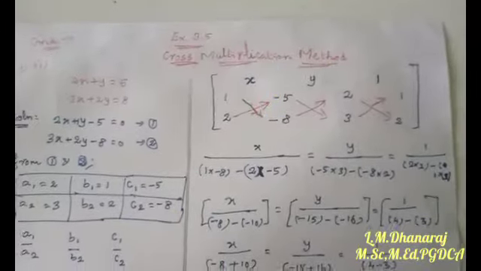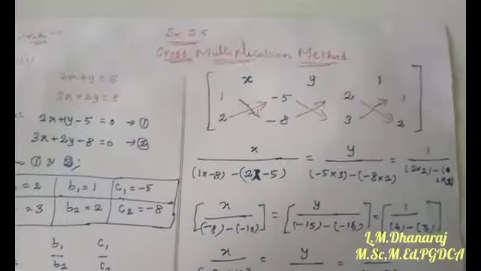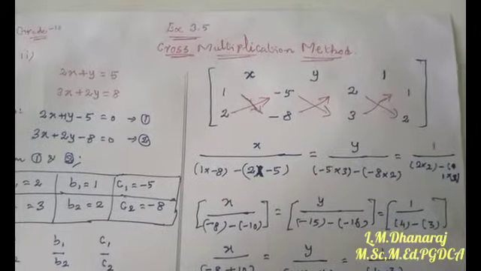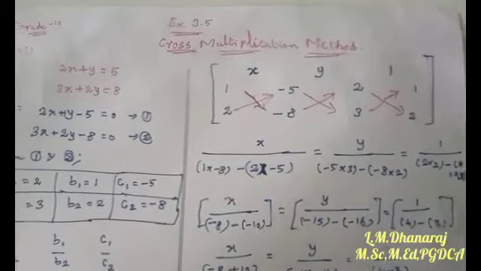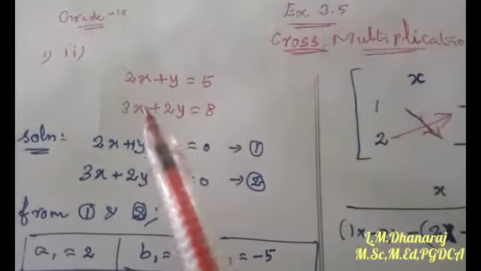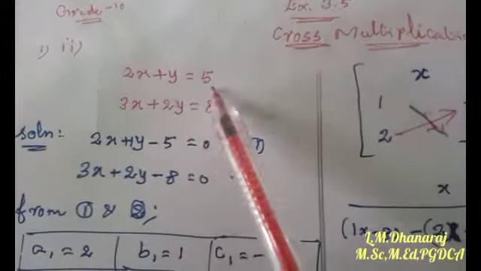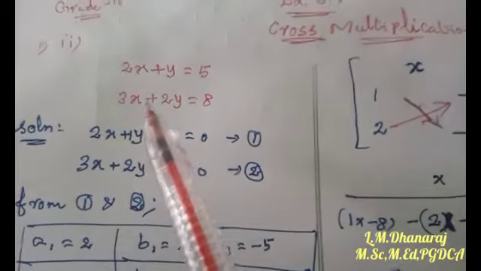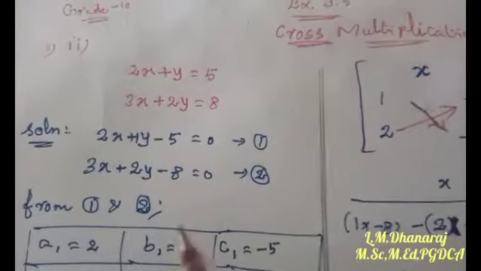Exercise 3.5: solving the pair of linear equations by the cross multiplication method. Now we will see the first Roman letter, second subdivision. The given equations are 2x + y = 5 and 3x + 2y = 8. The first thing we have to do is bring all the terms to the left hand side.